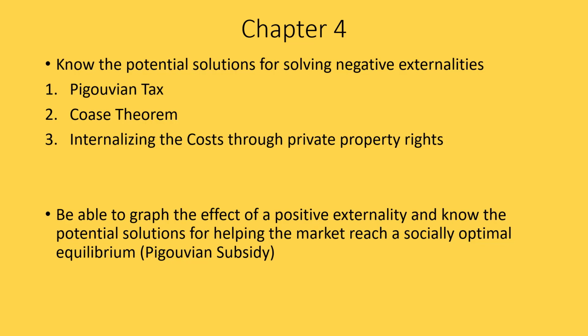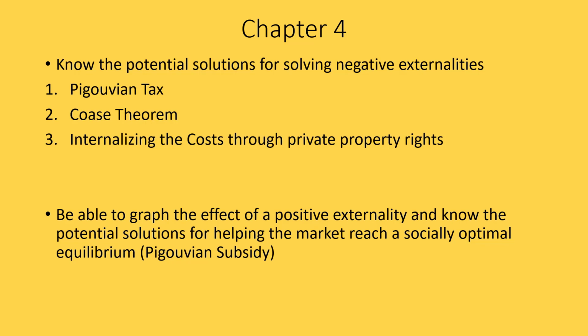Now, the problem with this potential solution is it's pretty difficult to engage in some of these transactions if there's a lot of people out there causing this negative externality. So again, for this potential solution to exist, you have to have a situation where transaction costs are low and it's easy for parties to get together and negotiate. And that's not always the case.